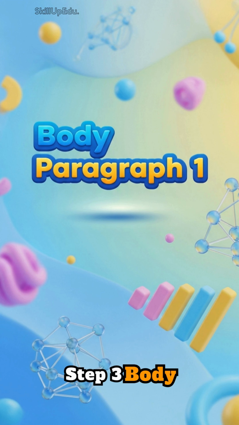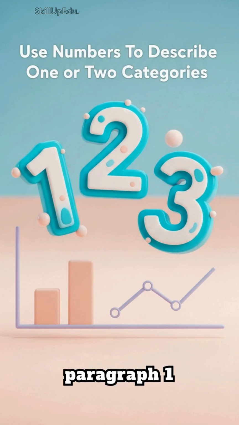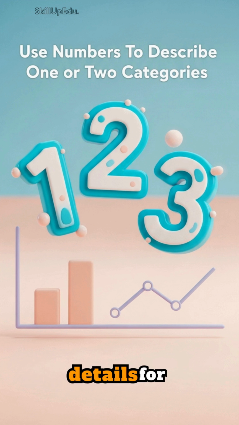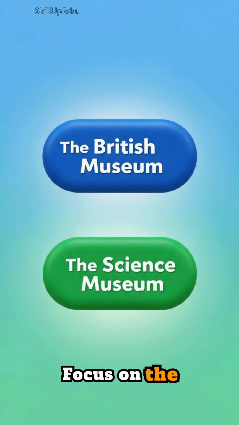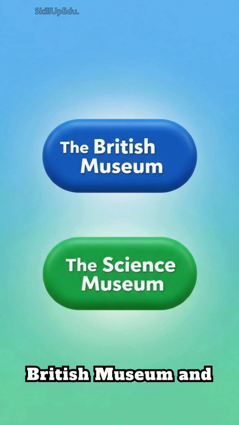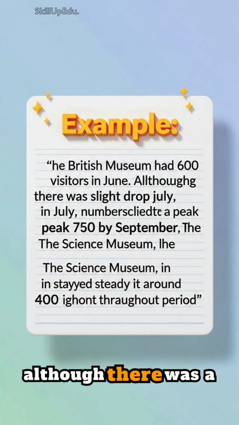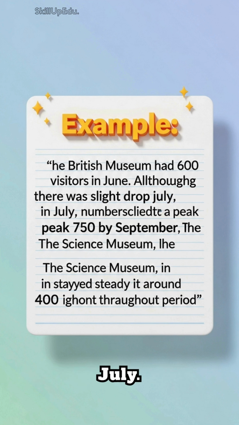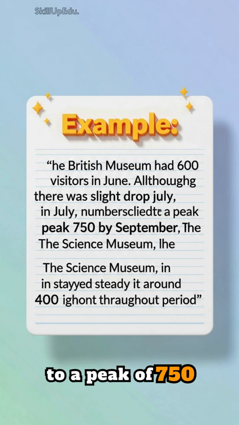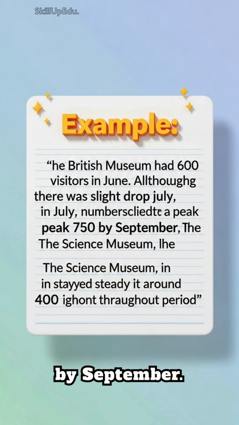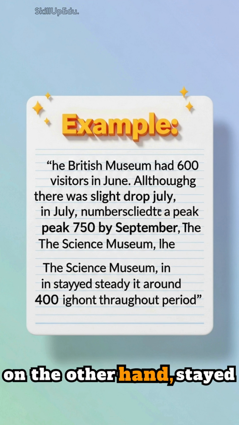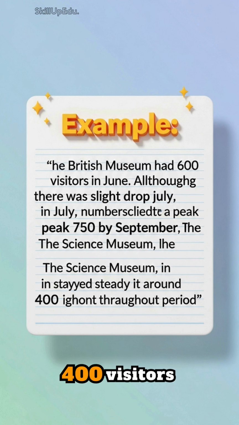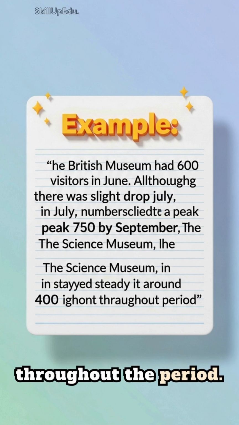Step 3. Body paragraph 1. Now add numerical details for 1 or 2 categories. Focus on the British Museum and the Science Museum. Example, the British Museum had 600 visitors in June. Although there was a slight drop in July, numbers climbed to a peak of 750 by September. The Science Museum, on the other hand, stayed steady at around 400 visitors throughout the period.